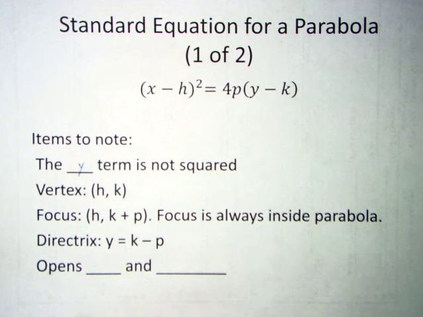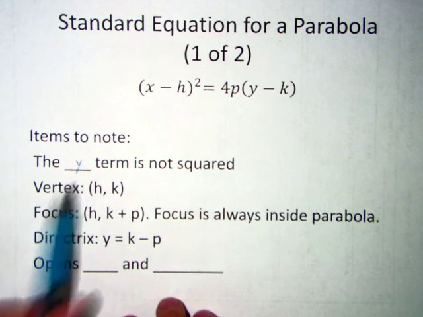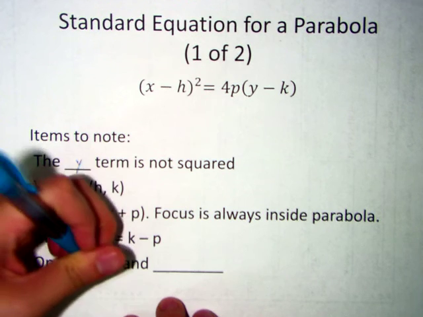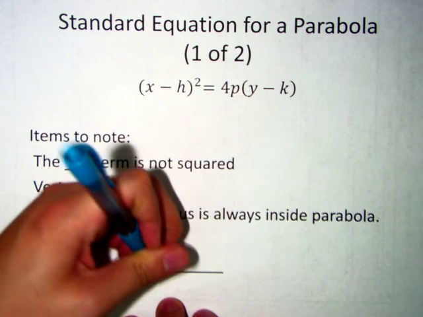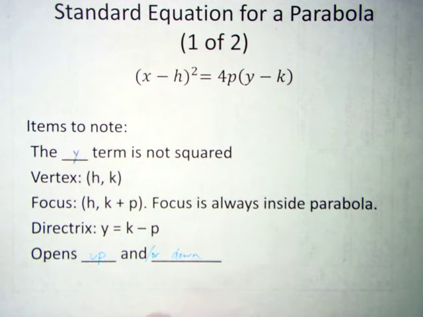And for a parabola where it has x squared and a y, and where the y is not squared, it will open either up or down.